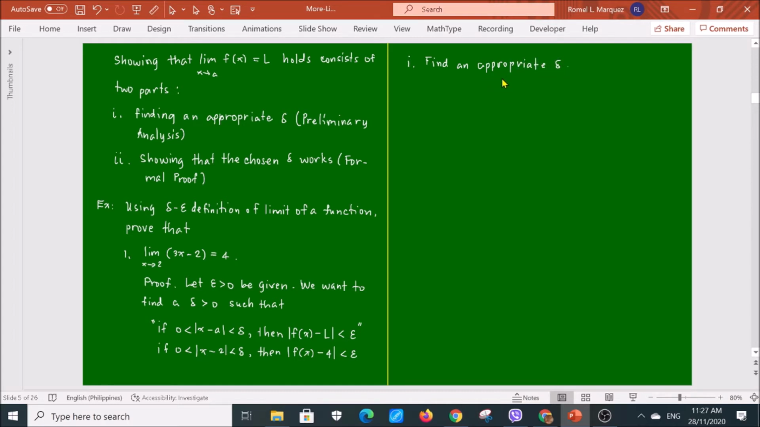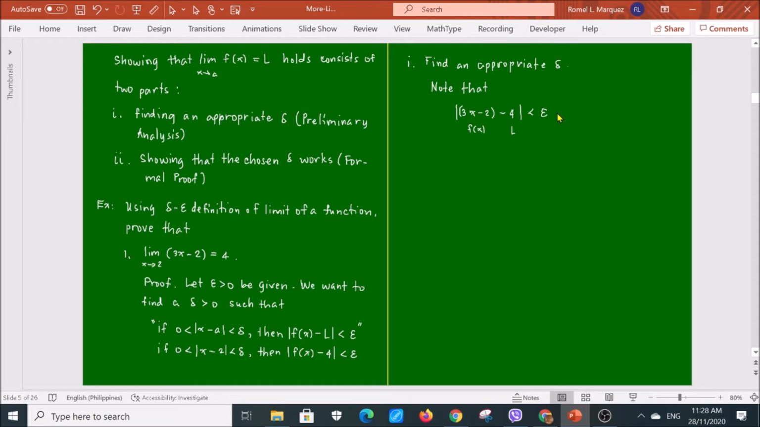Okay? So how to find an appropriate delta? Note that the absolute value of 3x minus 2, so that's what we have here. This is our f of x minus 4. This is f of x minus 4 minus L. Again, this is f of x. This is L. So less than epsilon.